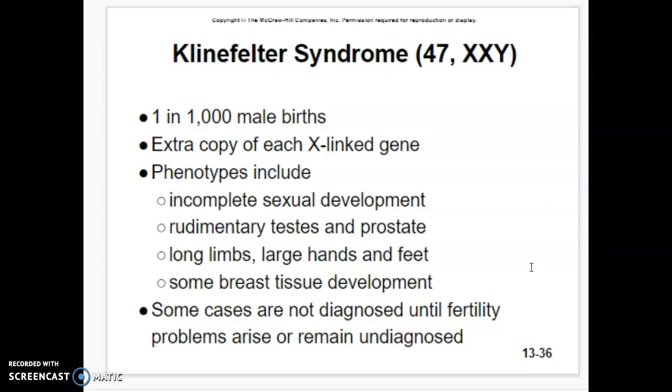Klinefelter's, again, XXY. These people generally don't know until they have a fertility problem because these boys will not be fertile. They basically have 2 X chromosomes, and sometimes they even get a Barr body. So one of those X's will be turned off because your body knows you have too many. But some of your things don't develop correctly. Again, it's 1 out of 1,000 male births, so it's out there.